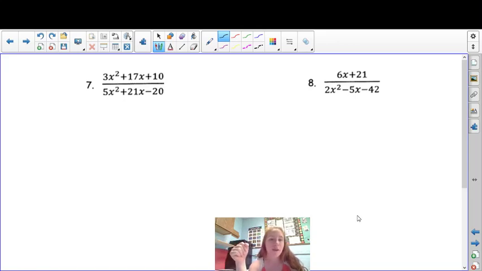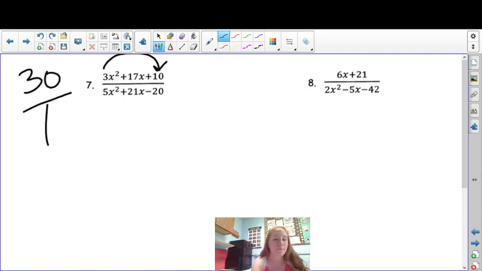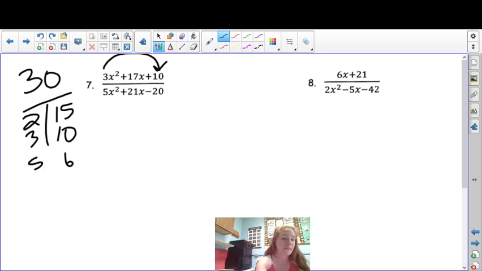So when I have a number in front of my x squared, I have to take that number times the number in the back, which gives me 30. And that's what's going to go on top for my division. So what multiplies to 30 that will add to 17? We're still going to add to that middle number. Well, I've got 2 and 15. I've got 3 and 10. I've got 5 and 6. So which combination is going to get me to 17?